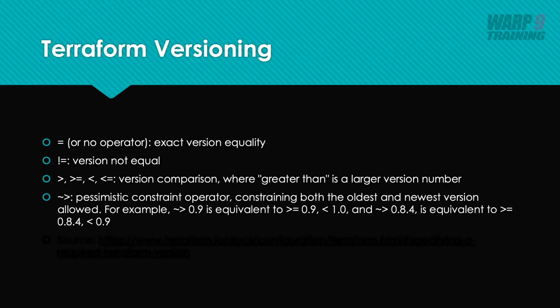This is a really interesting name for an operator, the pessimistic constraint operator. So this is kind of an interesting one, and one we've touched on, again from the Helm course, you may have seen this, where you would combine the operators above. So as the example here shows, tilde right angle bracket or greater than 0.9 means within 0.9 but less than 1.0. But you can have all the little incremental versions between, so 0.9.1, 0.2, 0.3, 0.4, etc.